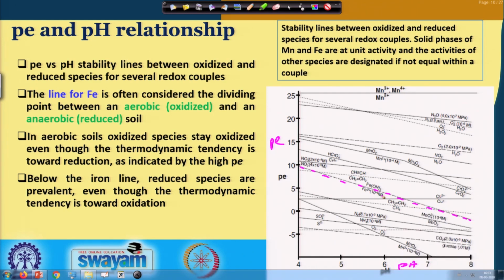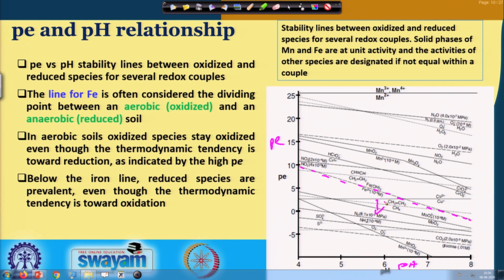Okay. So, this dotted line is for the AC, which I am drawing right now. The line for AC is often considered the dividing point between the aerobic, which is oxidized, and anaerobic, which is basically reduced soil. In aerobic soil, whatever is above this line is considered to be in the oxic condition, or oxidized condition, and whatever species are present below this line are considered in the anoxic condition, or reduced condition.